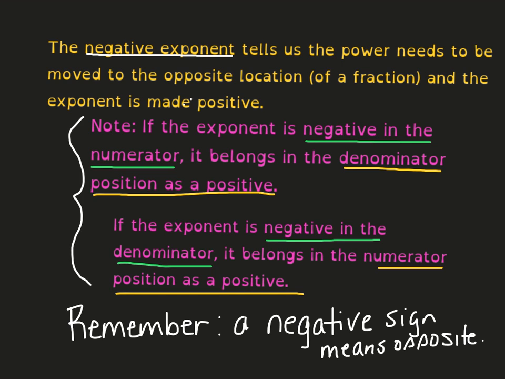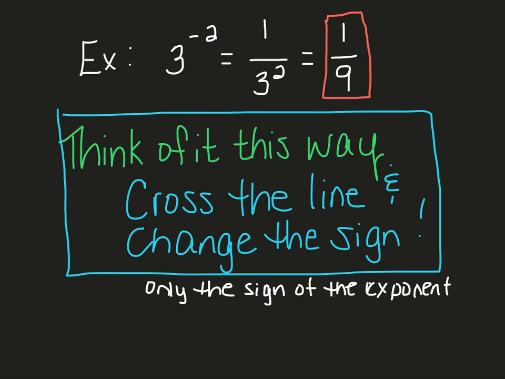Okay, remember a negative is another thing that means opposite. Seems like everything does. Okay, so there's an example. 3 to the negative second power is the same thing as 1 over 3 squared. Now, they're going to eventually start making you simplify it out if you can. For right now, we're just going to leave it as positive exponents. I want to make sure you get this part right before we worry about this part.